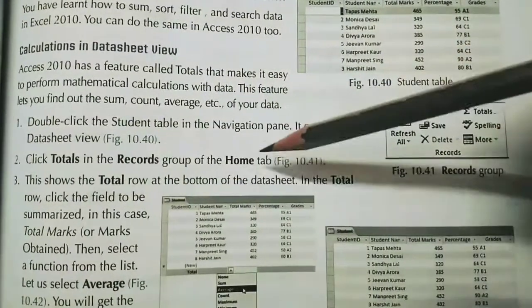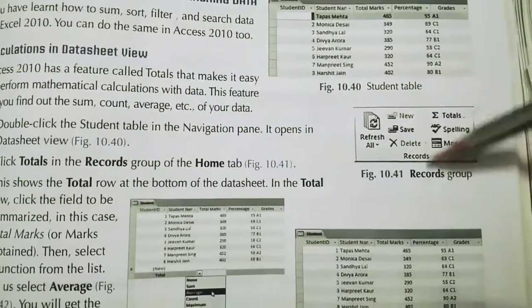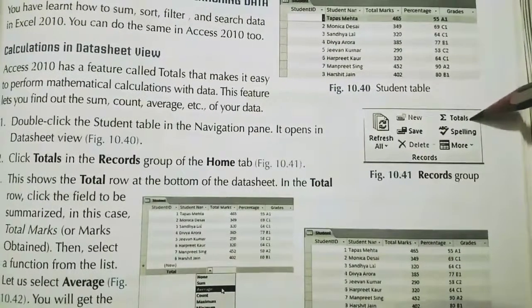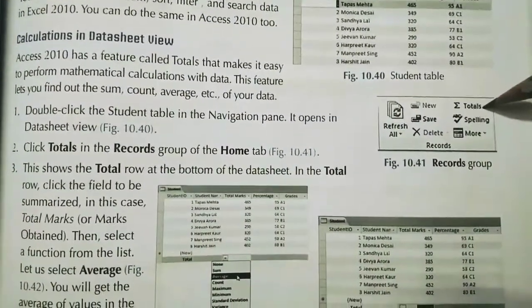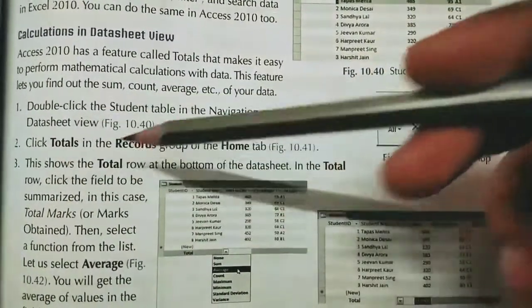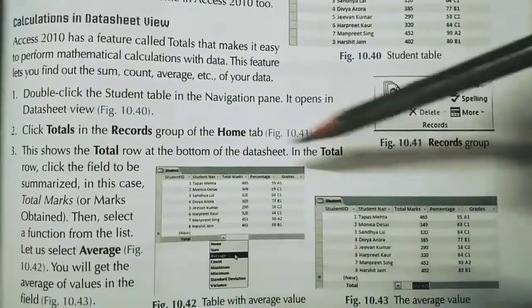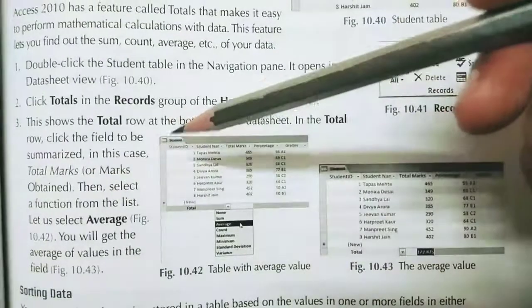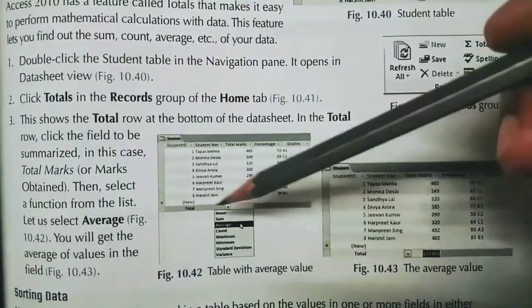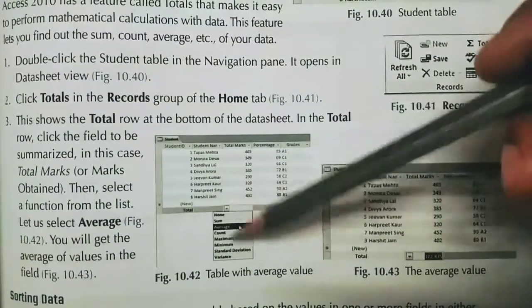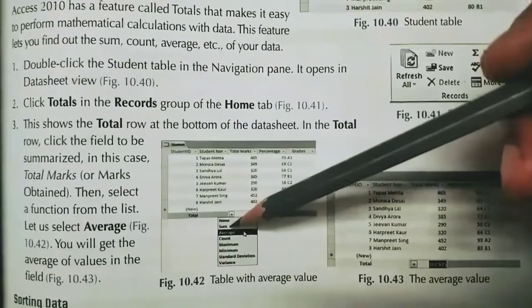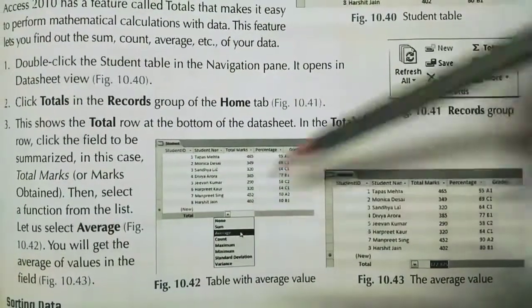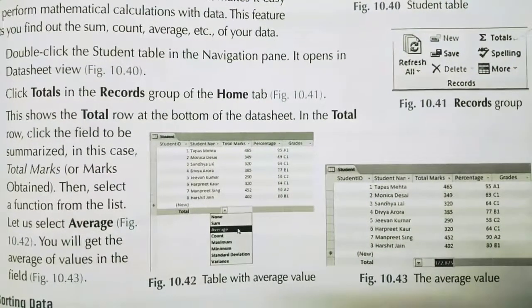Click Totals in the Records group on the Home tab. This shows the Total row at the bottom of the datasheet. In the Total row, click the field to be summarized, in this case total marks. When you click this drop down arrow, many things are given: sum, average, count, maximum, minimum.